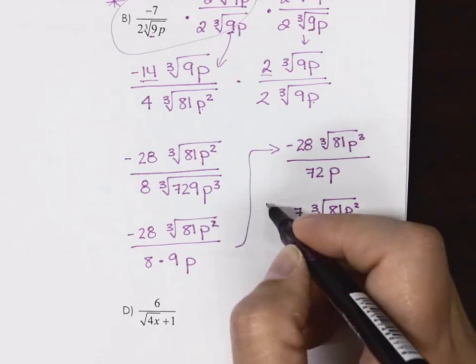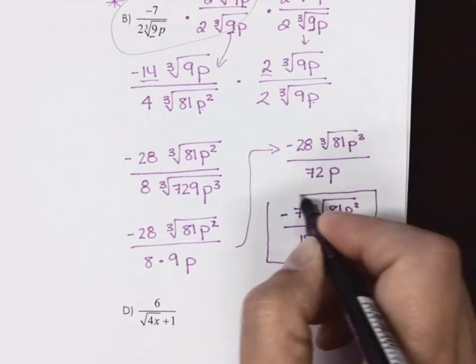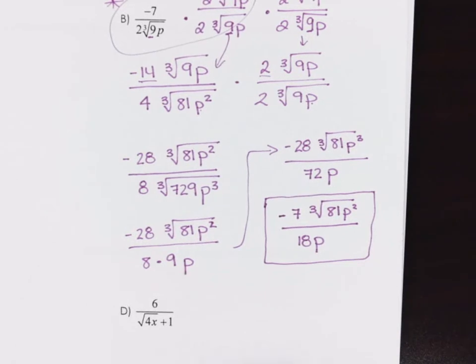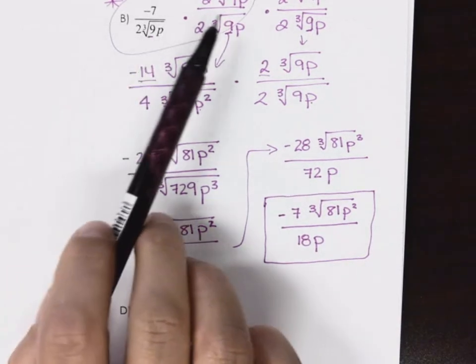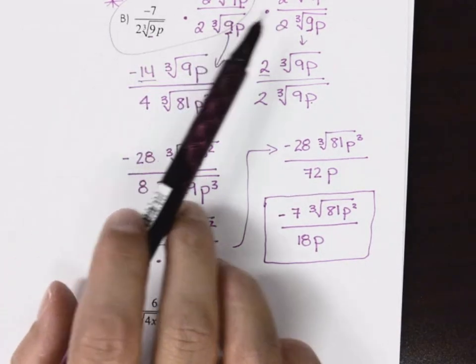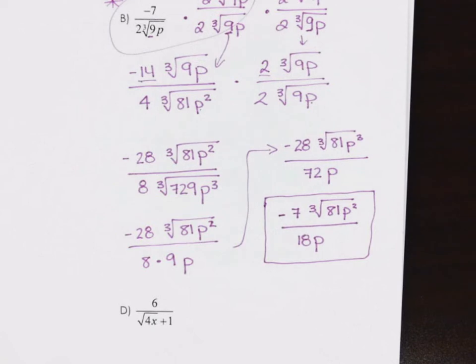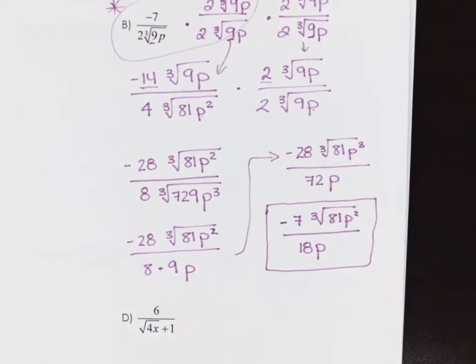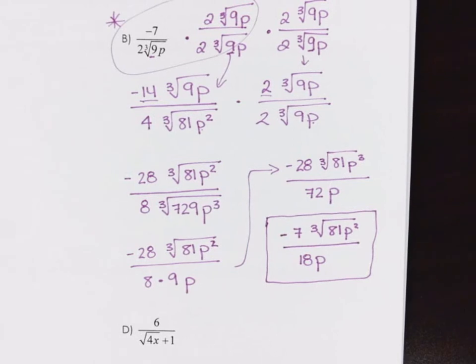Whew. That one was an ugly one, but it wasn't terrible. But the trick here is because we had a cube root, you have to multiply it not twice, but 3 times together. And it makes sense when you think about it, but if you haven't practiced it, it can be a little difficult.